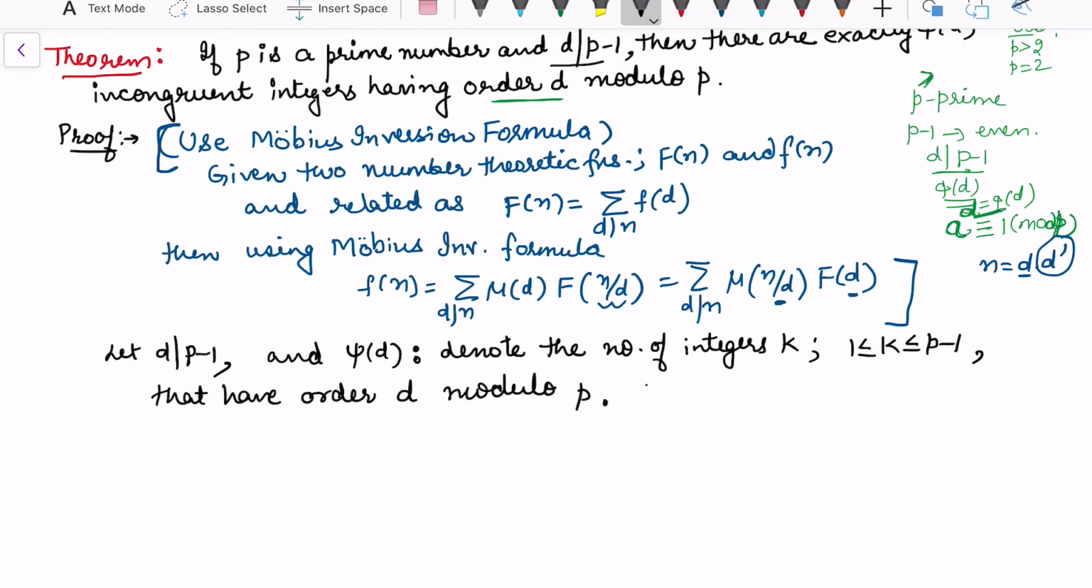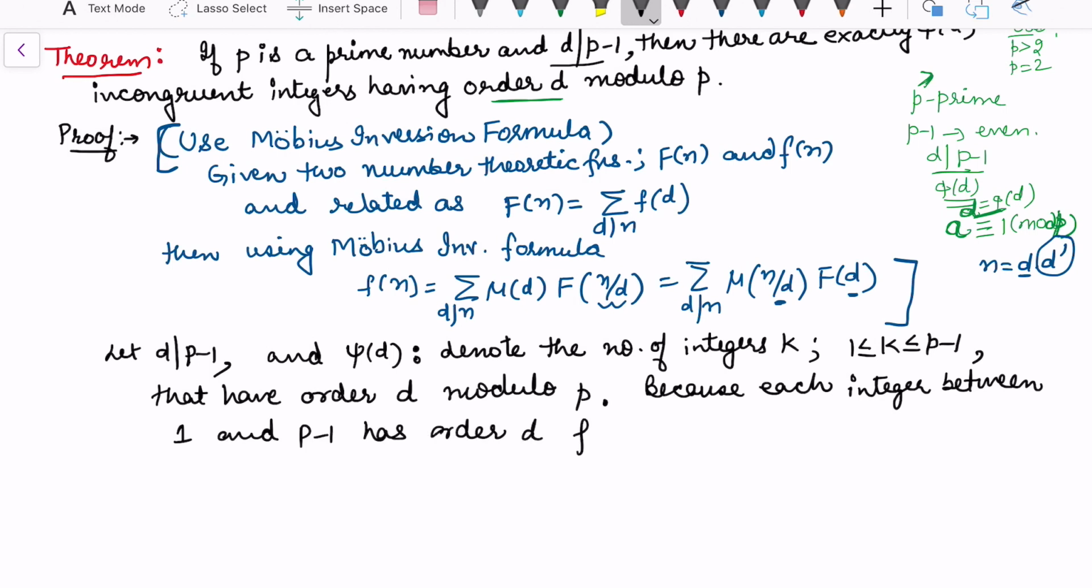Because each integer between 1 and p minus 1 has order d for some d dividing p minus 1, we say p minus 1 is equal to the summation over d divides p minus 1 of xi(d). Okay, this is what we wanted to consider.